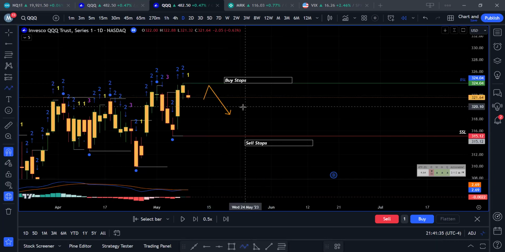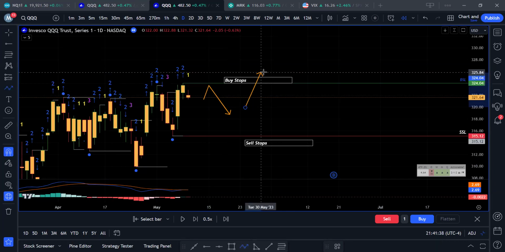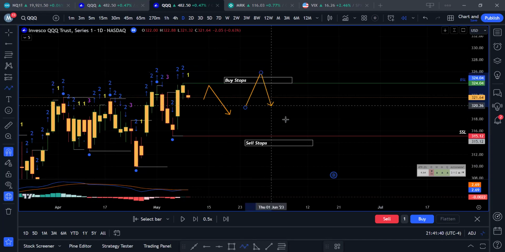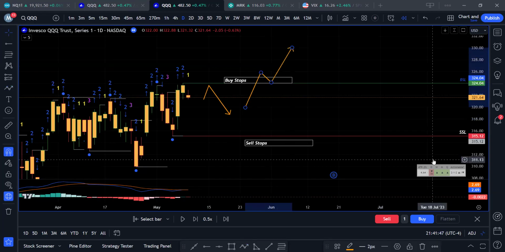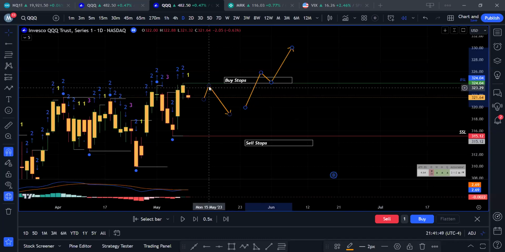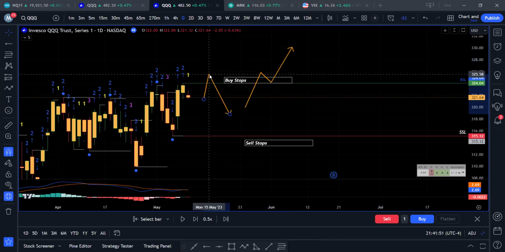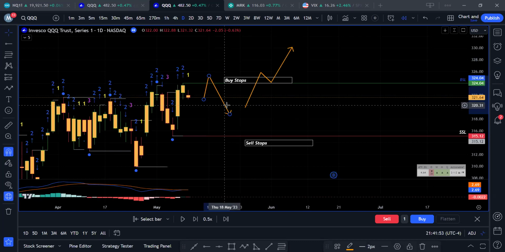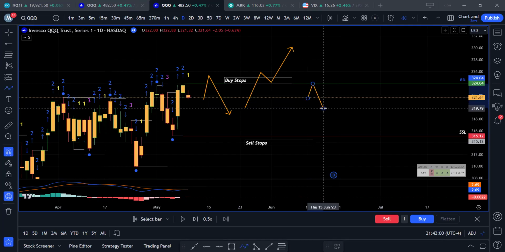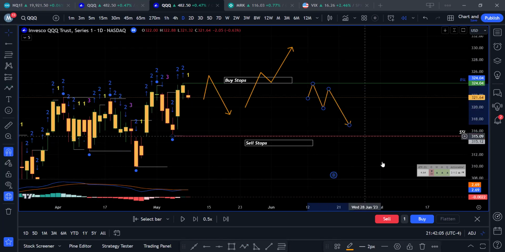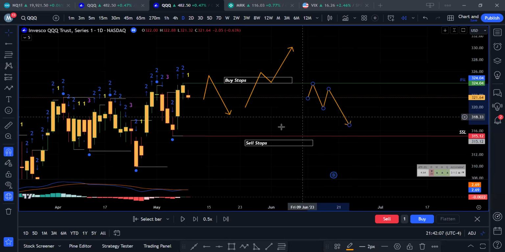So that's one way. The other way is it displaces above, comes back and uses that as support, and then we're out, right? I'm sorry, I made a mistake. We get displacement above here on that first example, and then it rejects. The third one is, if I'm not mistaken, we come up, reject, make a lower low, come back, make a lower high, and then we reject and then continue to fall. All right, so those three.